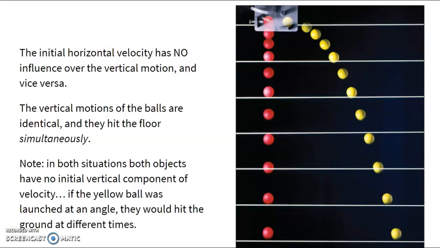Alright, if we were to take consecutive pictures at equal moments in time for each of these objects, we might see something like here on the right, where we have the object dropping and an object being launched horizontally. What you'll see is that the horizontal motion of this yellow ball has no influence over the vertical motion, and vice versa. These aspects of their motion are completely independent of each other. The horizontal motion does not affect the vertical motion, and vice versa.